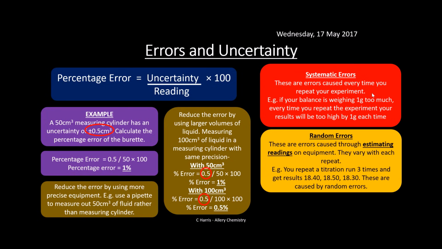Random errors, these are basically caused through estimating readings on equipment, and so they vary with each repeat. So for example, if you repeat the titration 3 times and get the results 18.4, 18.5 and 18.3, these are caused by random errors. Okay, so we're estimating when the end point is, and so we're getting different results and different readings. So repeats and working out the mean will help to reduce the effects of random error, but it won't do that with systematic errors, because every time you repeat it, it's not going to improve your results. You're always going to be, for example, 1 gram out all the time.